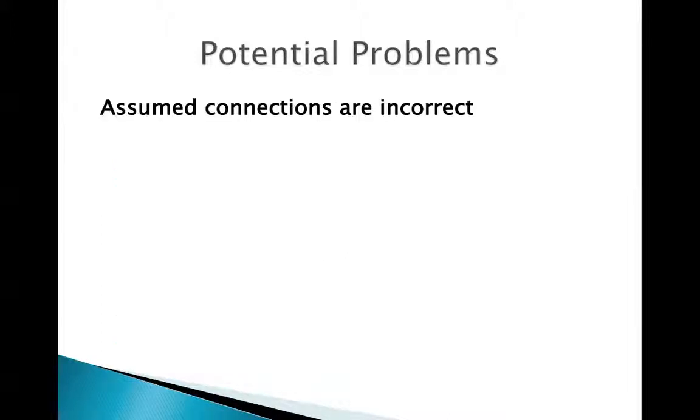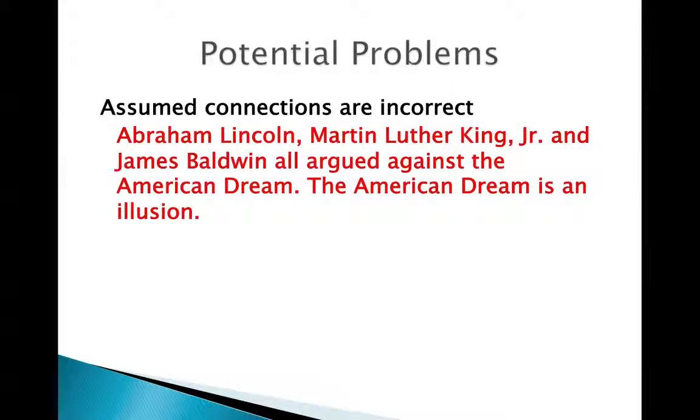Assumed connections are incorrect. Abraham Lincoln, Martin Luther King Jr., and James Baldwin all argued against the American dream. The American dream is an illusion. In fact, you'd be very hard-pressed to actually find evidence from any three of those speakers to suggest that they argue against the American dream. Yes, maybe at times they were critical of a general definition of the American dream, or what America is, but they don't argue against the American dream. So that's a false assumption, and those connections are incorrect.